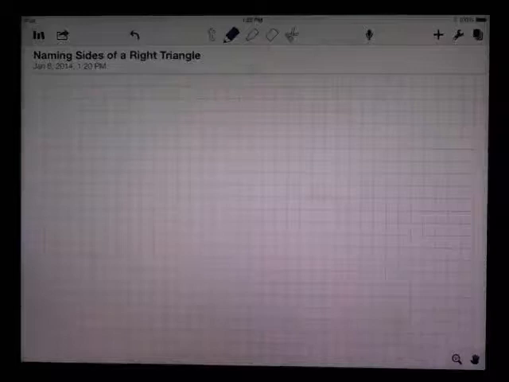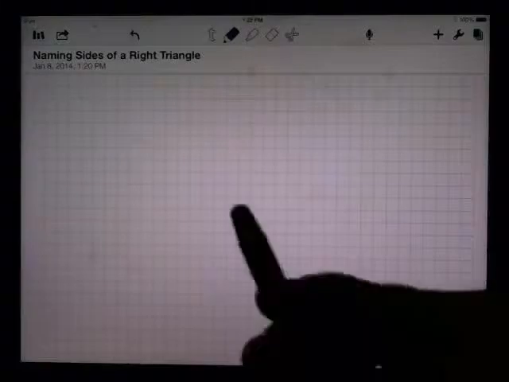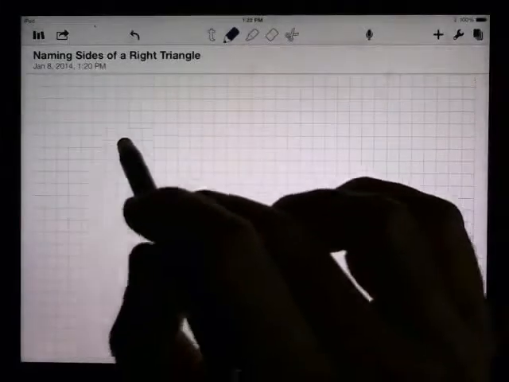We want to be able to talk about the sides of a right triangle, so we need to have a way of naming them. And it turns out that it's convenient for us, because we will be talking about functions with angles as the input, that I want to be able to talk about the names of the sides of a triangle in relationship to an angle.